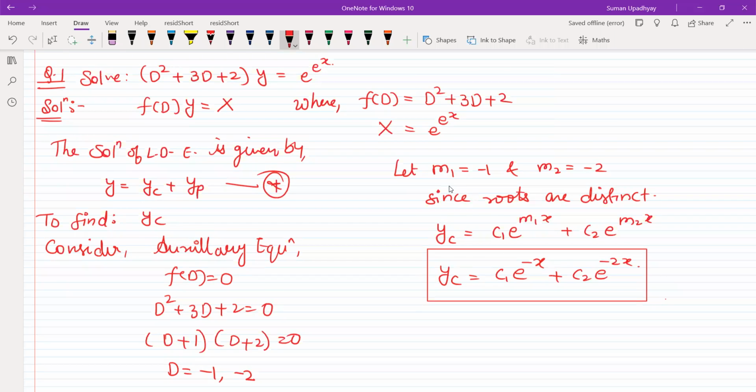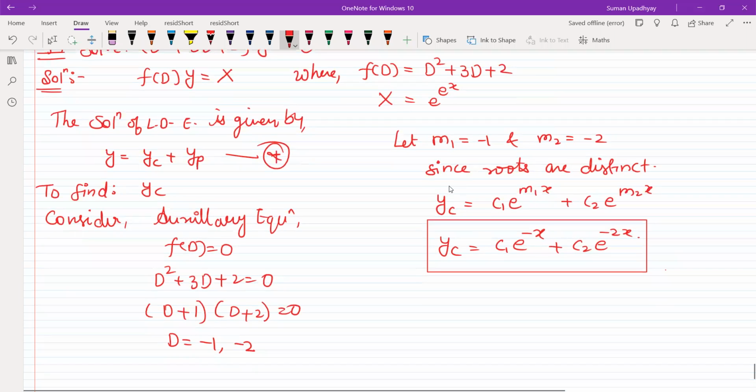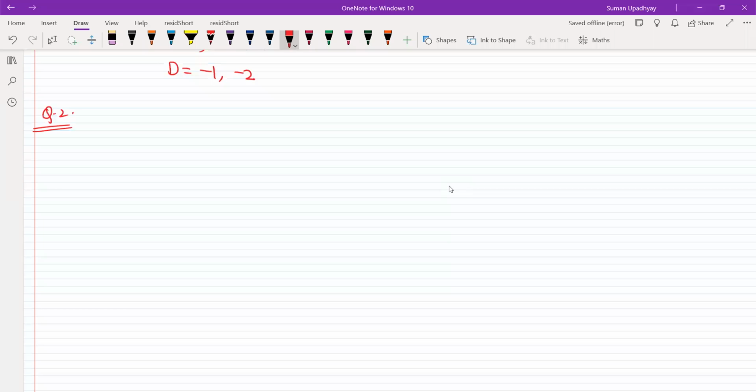Yes, ma'am. You just have to solve the auxiliary equation. See the roots, what are the roots, and depending on that, you will write the yc formula. So solve this. Come on, try this out and tell me what yc, the complementary function, you are getting.